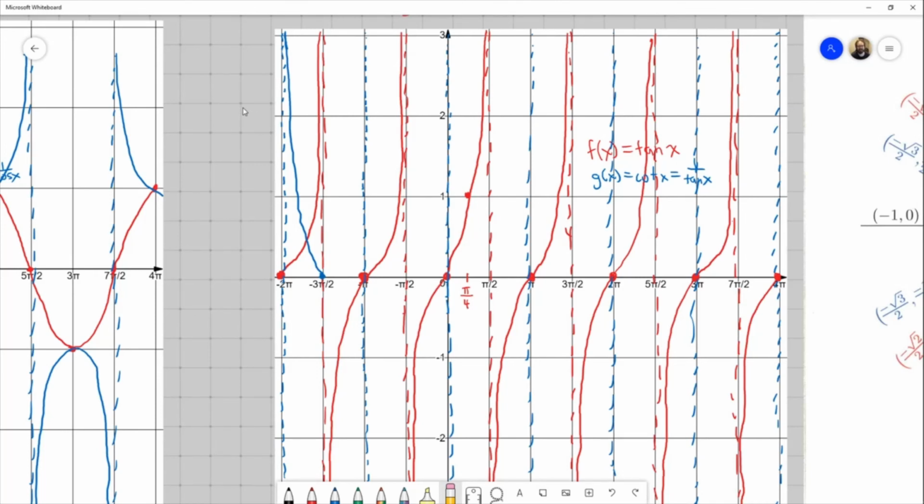All right, now from -3 pi over 2 to pi, we're continuing this reciprocal trend. We're looking at the reciprocal of the red graph.